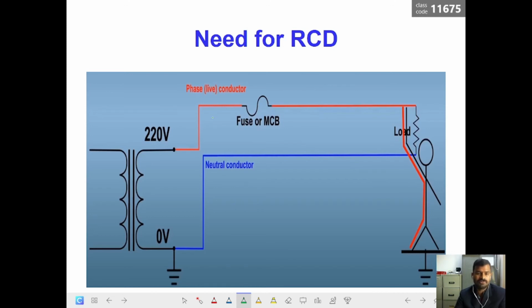Already we have this fuse or an MCB which can protect the circuit or load from the short circuit fault or overload fault. Then why do I need the RCD? So I have given you a picture here. You can see the 220 volt supply is connected with the fuse and to the load. Okay. Fortunately or unfortunately, what happens?